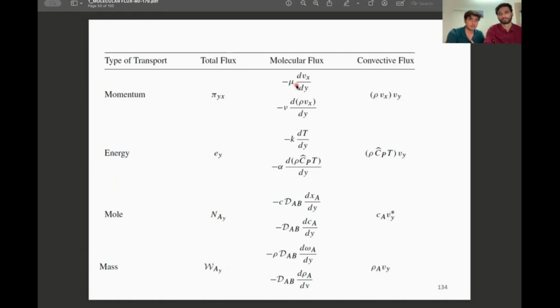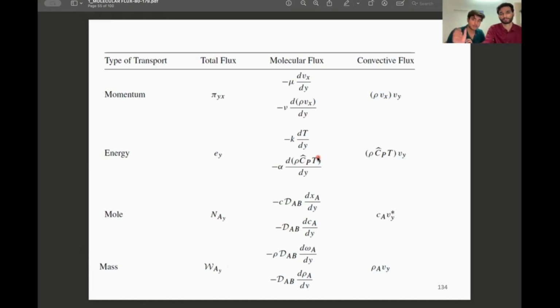Then we'll talk about molecular flux. For momentum, we know that it is minus mu dvx by dy, and when we try to make every term more similar to each other, we make it per unit volume, so the quantity per unit volume is multiplied and divided by rho. Then we get our momentum diffusivity, which is nu. Similarly for energy, mole and mass, we have already studied this.